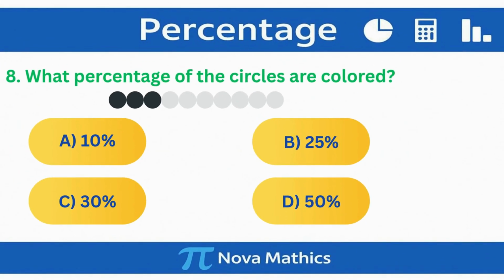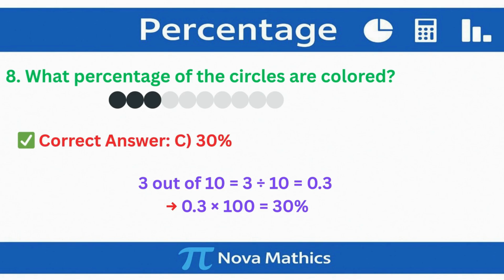8. What percentage of the circles are colored? Correct answer is 30%. 3 out of 10 circles are colored. That's 30%.